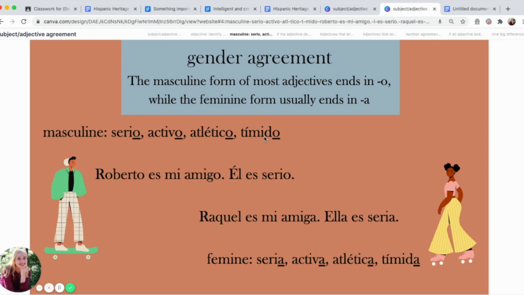Same with an adjective like timid or shy. Tímido, Roberto es tímido or él es tímido. If we're describing a girl, we would say ella es tímida. So if you see an adjective that ends in O, make sure that if you're describing a female subject, if the subject is feminine, that it ends in A. So that's one way that it can agree with the subject.